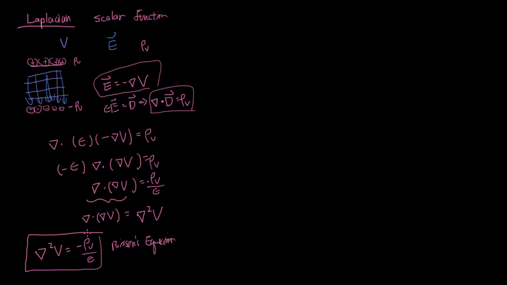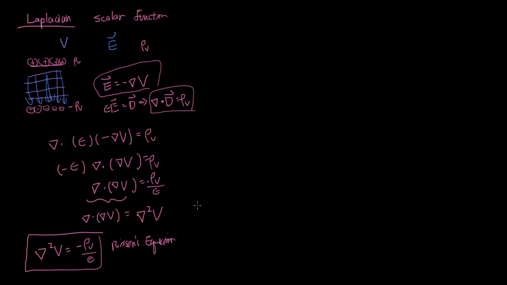It sounds like a lot, but basically what you're saying is, since the divergence of D gives you rho V, and the gradient of the potential function gives you E, therefore the divergence of the gradient of V is going to give you minus rho V, and then you have this epsilon here that relates from the fact that this is the divergence of D.